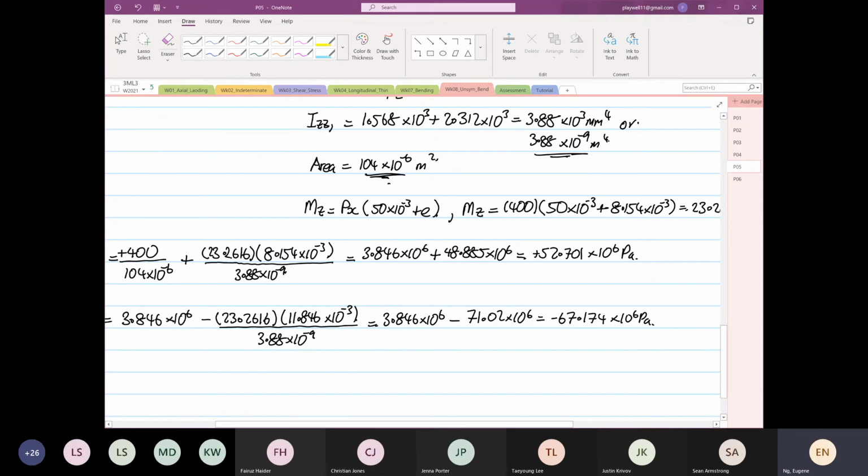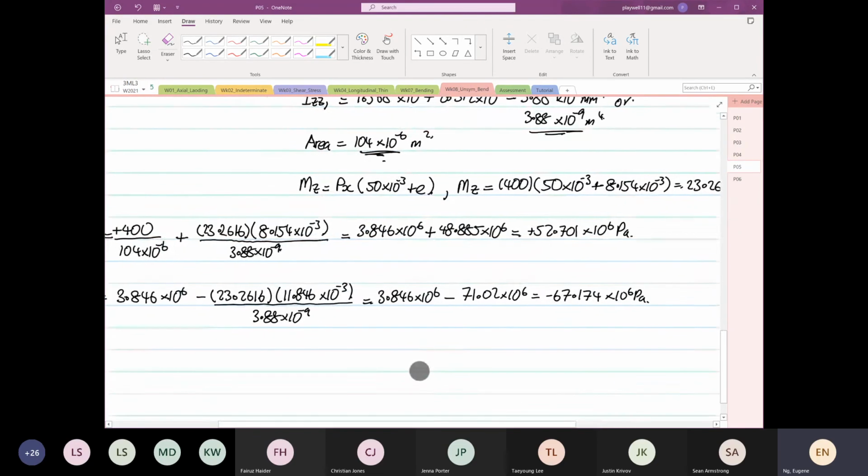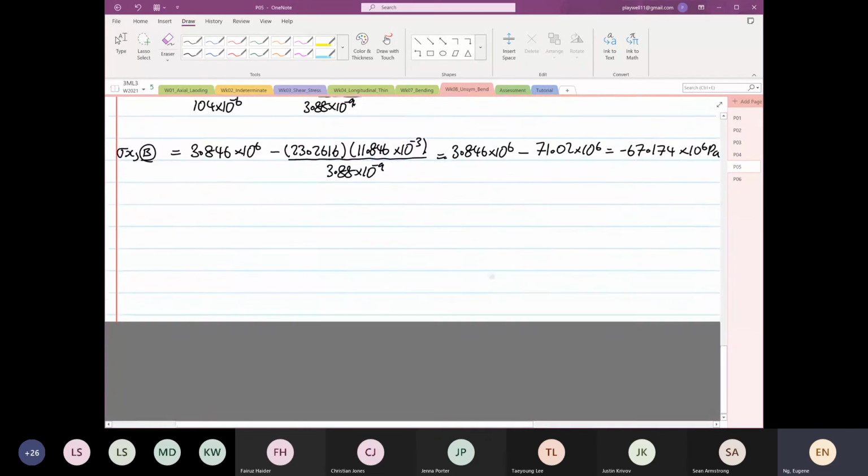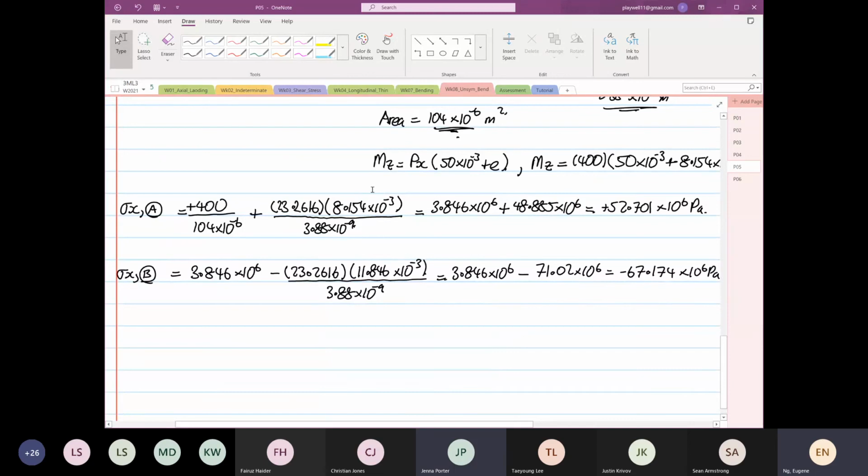All right. So the next thing we will do, we're going to find the position of the neutral axis. So I think I need this data over here to find it.